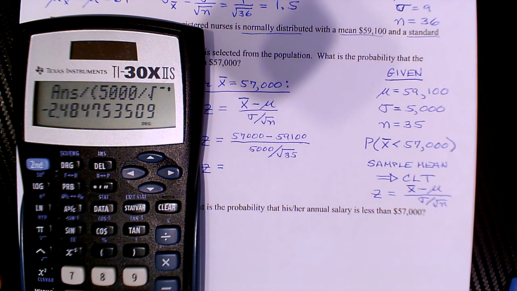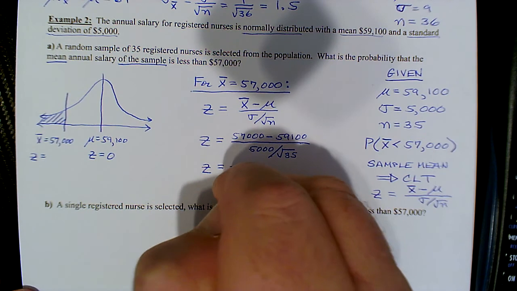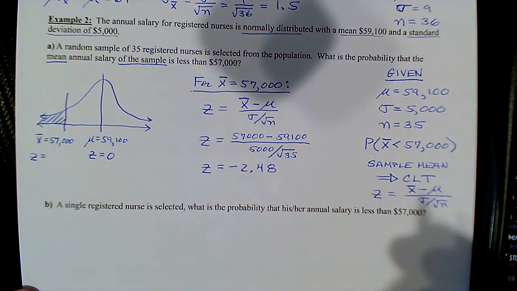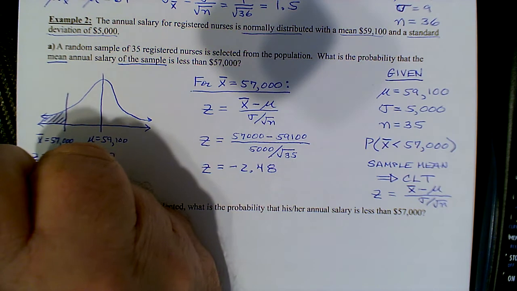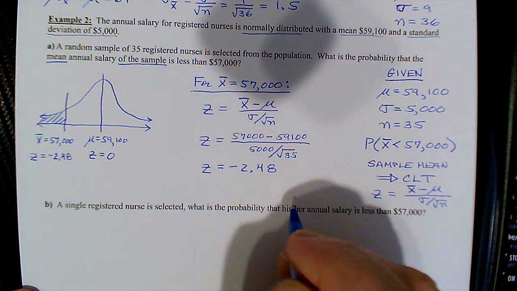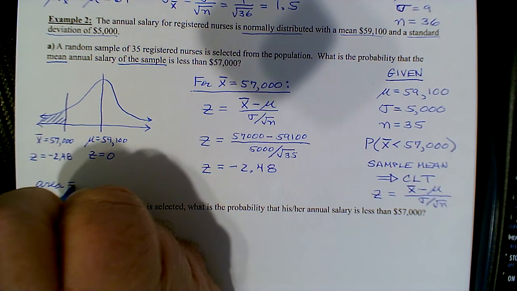and we get negative 2.48 rounded to the nearest hundredth, which we know we want to round to the nearest hundredth because we're dealing with z-scores. So this z-score is negative 2.48, and we're looking for the area or the probability. I always just say area.